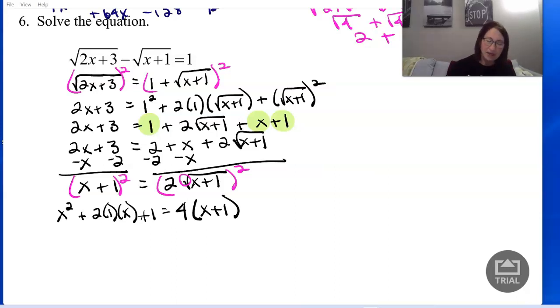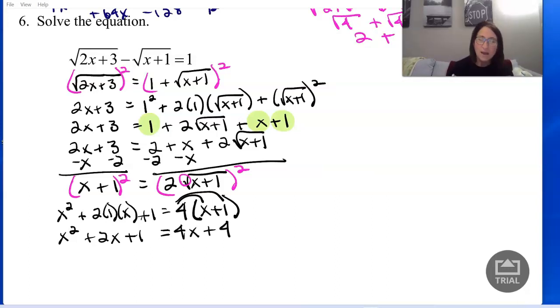On the left, I've got this x squared plus 2x plus 1. On the right, I'm going to distribute that 4 to give me 4x plus 4. I see that I have a quadratic on the left. In order to solve a quadratic, I need my equation to equal 0. So I'm going to subtract 4x from both sides and subtract 4 from both sides also.